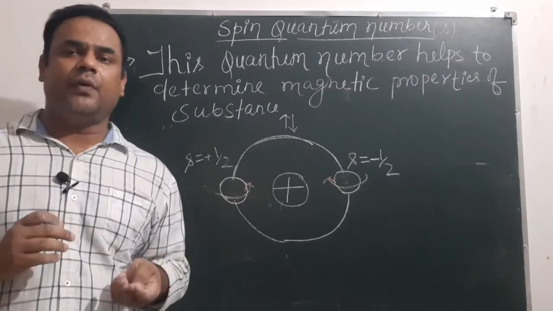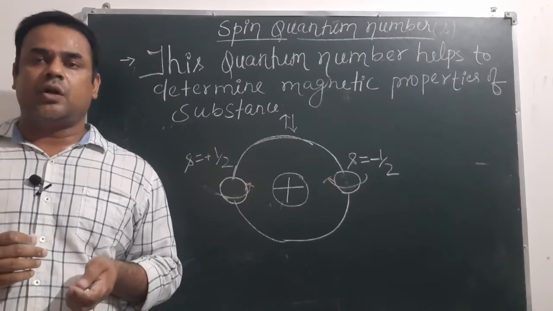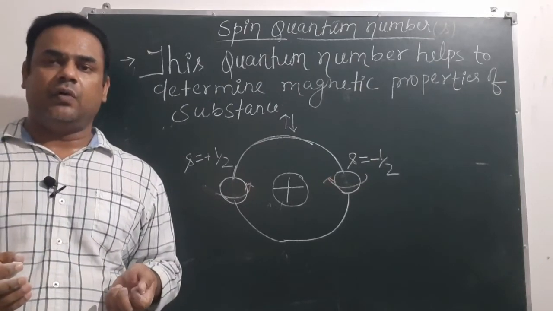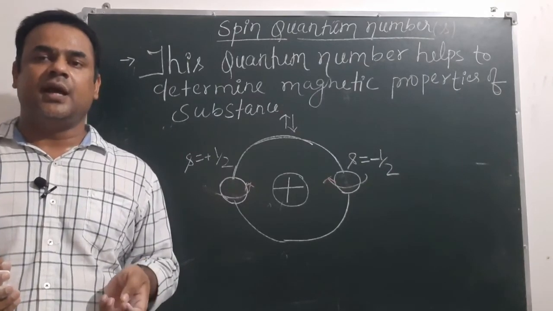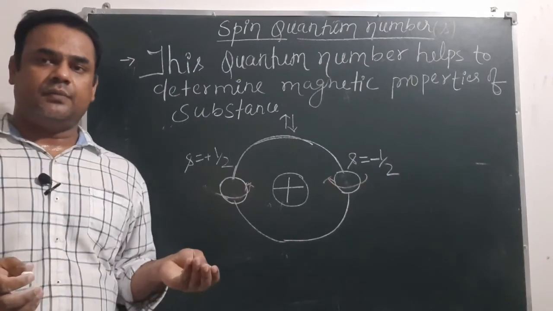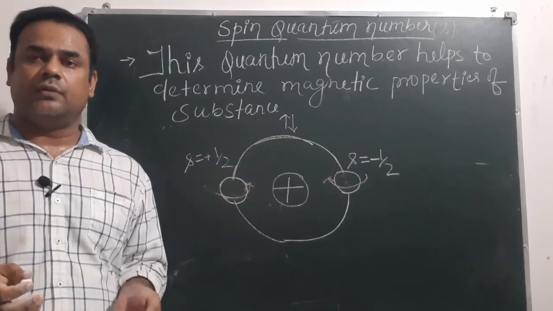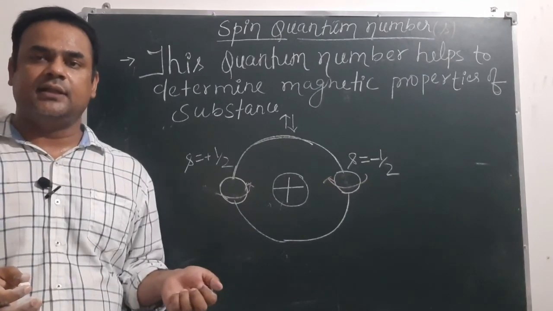So with the help of all these four quantum numbers, we can draw complete information about electrons present in an atom. So these were the quantum numbers. This is a very important topic. Prepare notes and try to solve questions from the NCERT exercise and in-text questions.